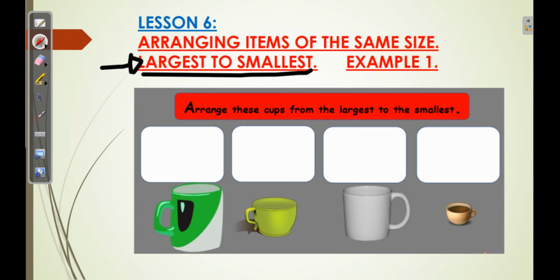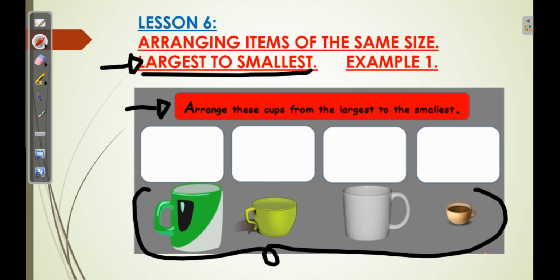What we are arranging here is the cups. So the cups are here. We have our cups down here, and we are going to arrange all these cups this time round from the largest to the smallest. So which cup do you think is the largest here? We have cup 1 here being the largest. This one will take the second position. This one will take the third position, and our smallest cup here will take the last position.